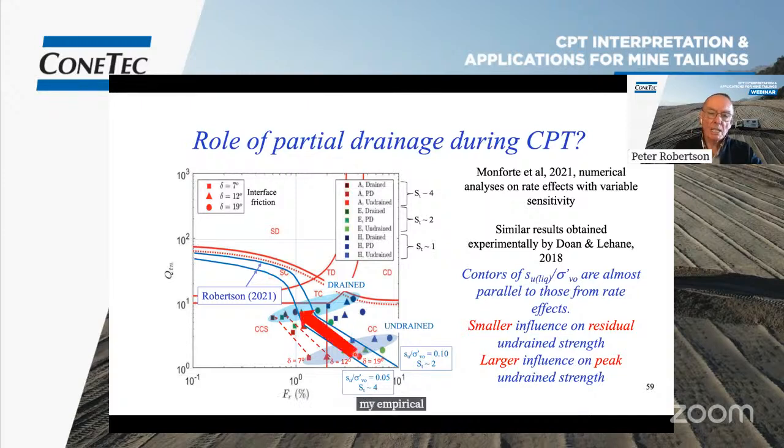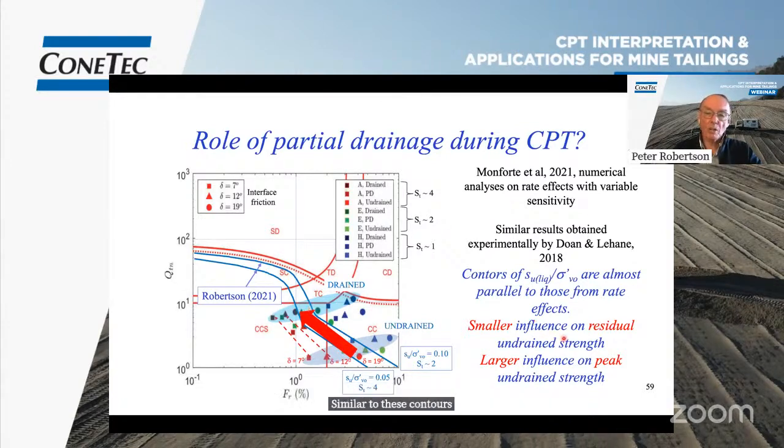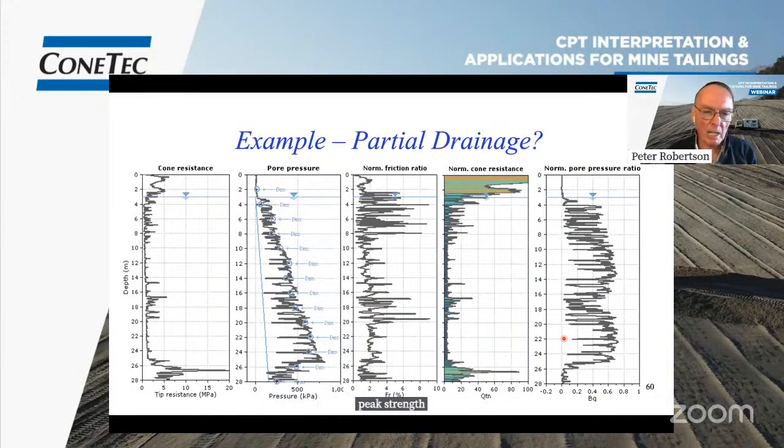And what you see is that generally partial drainage tends to move the data diagonally up, similar to these contours, so that the effect of partial drainage in very loose materials is relatively small when you're estimating the residual strength, but of course significant if you're trying to estimate the peak strength. So I don't think partial drainage is as big a problem as people tend to think.